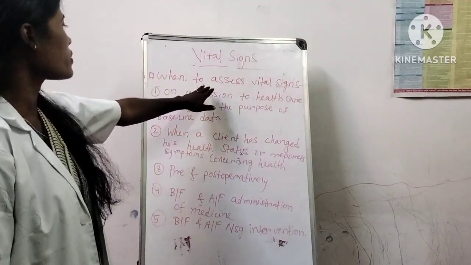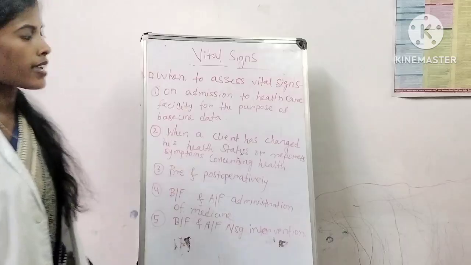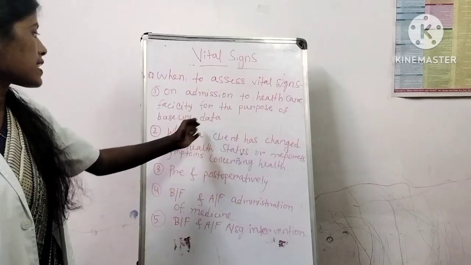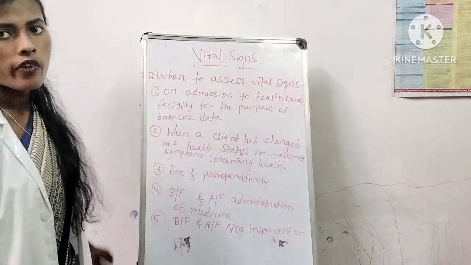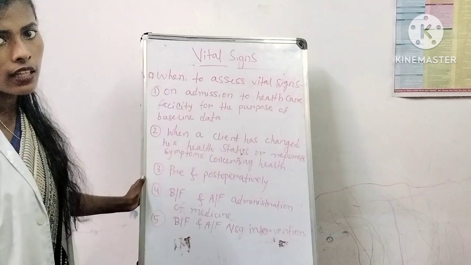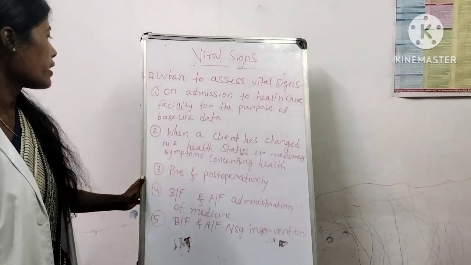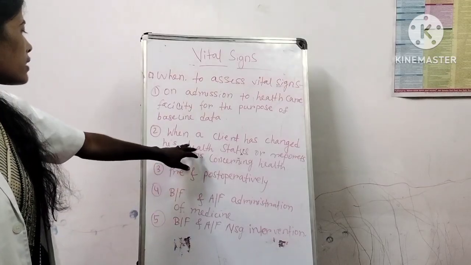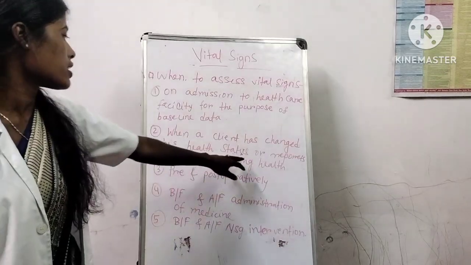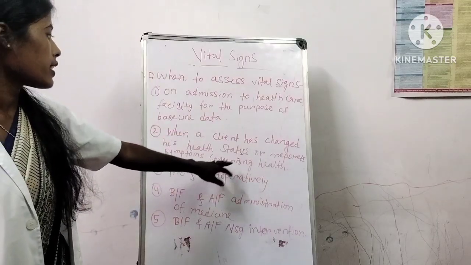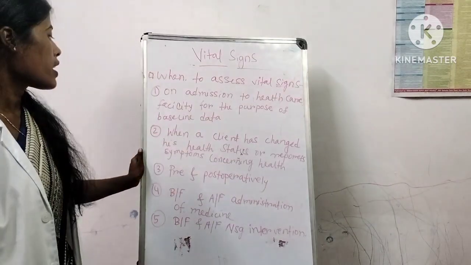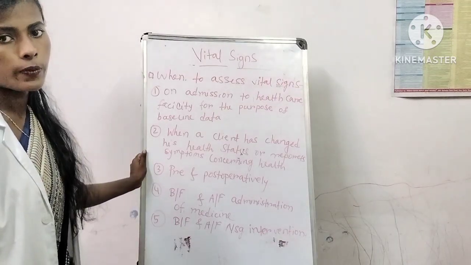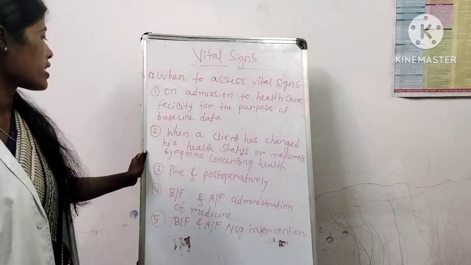Now we are seeing when to assess vital signs, when we are checking vital signs. First, on admission to the healthcare facility, for the purpose of baseline data. When we are admitted to hospital, the healthcare facility wants baseline data, so we check on admission time. Second, when a client has a change in health status or reports symptoms concerning health. If after admission the client's health status is changing, or they report concerning symptoms, at that time we check vital signs.